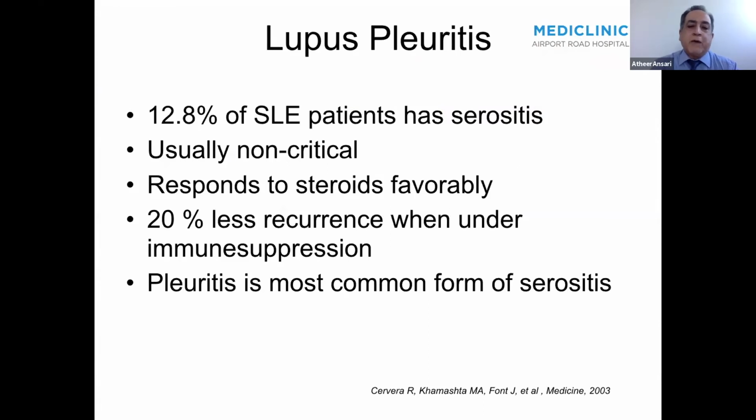Anyway, so we come back to lupus pleuritis, which is the most common serositis of lupus. Usually non-critical, usually mild, slowly evolving, and usually favorably responds to steroids. Recurrence is one of its main features. It needs immunosuppression to minimize the recurrence pattern.